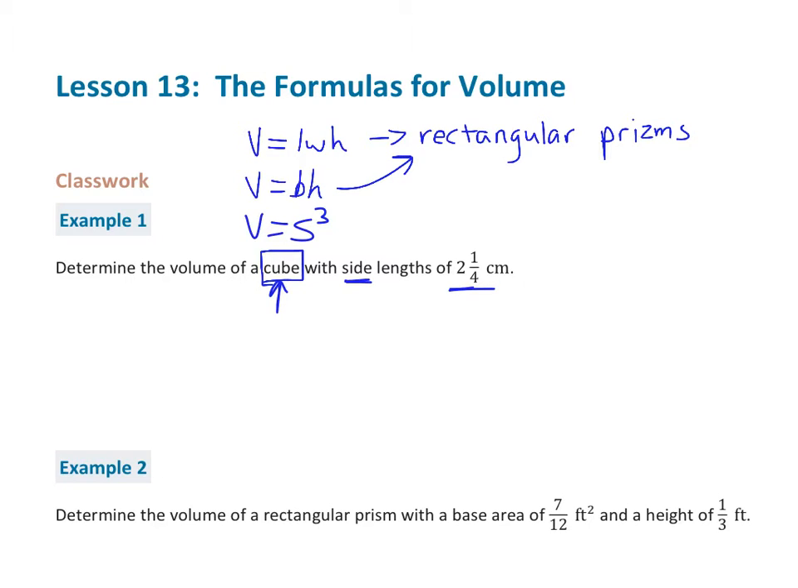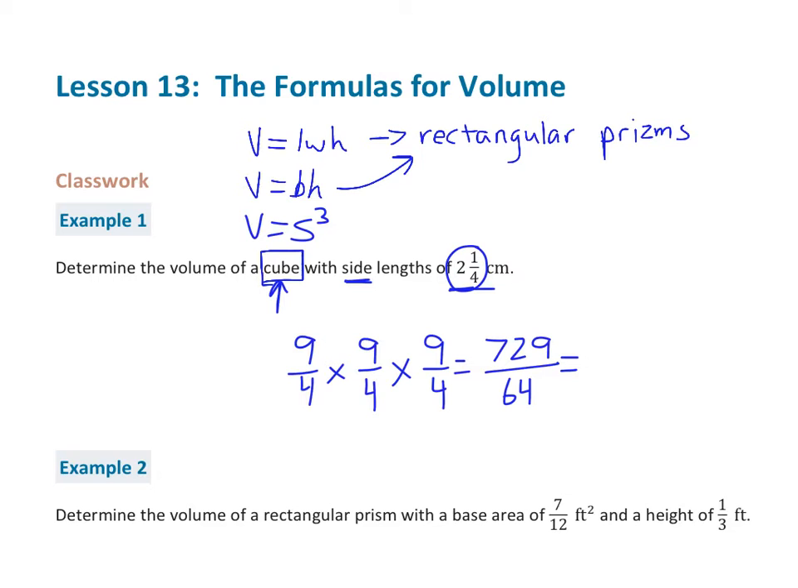And so we can just cube the 2 1/4 here. So here we're just doing 9/4 times 9/4 times 9/4. If you don't know why it's 9/4, pause the video and figure out why. Then we're just doing 9 cubed. 9 times 9 is 81, and 81 times 9 is 729. That's going to be over 4 times 4, which is 16, and 16 times 4 is going to be 64. So now we just simplify and figure out how many 64s can go into 729.